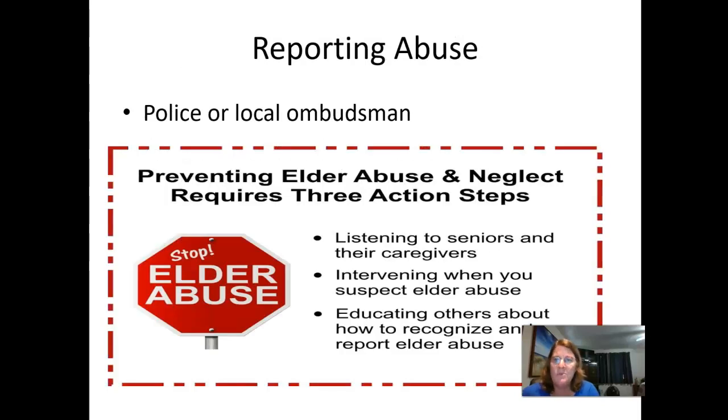When we report abuse in a nursing home setting, we report to the police or the local ombudsman. If you're in a home setting, it would be the police or Adult Protective Services. If you're working with children, then we go to Child Protective Services or the police. But preventing elder abuse and neglect requires us to listen to our elders and to their caregivers. We need to intervene when we suspect something. Don't just say, "Oh, I'm sure I'm wrong. This just can't be happening. I must be making a mistake to even think that." If you feel it, then maybe we need to say something, okay?